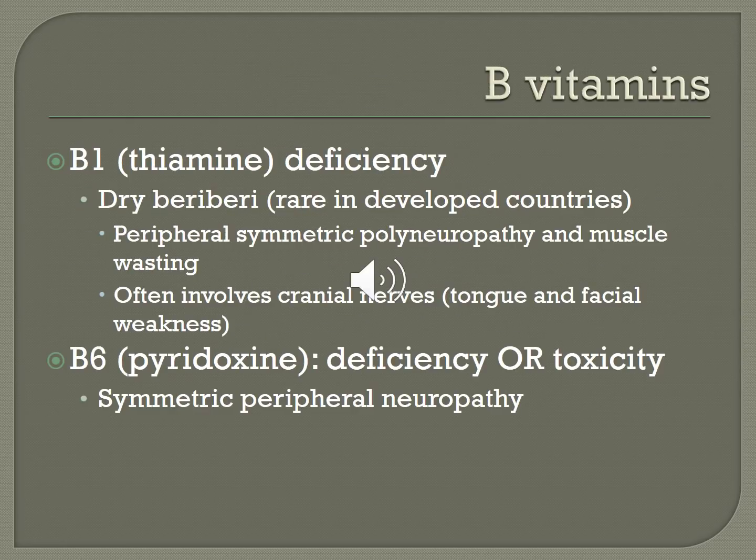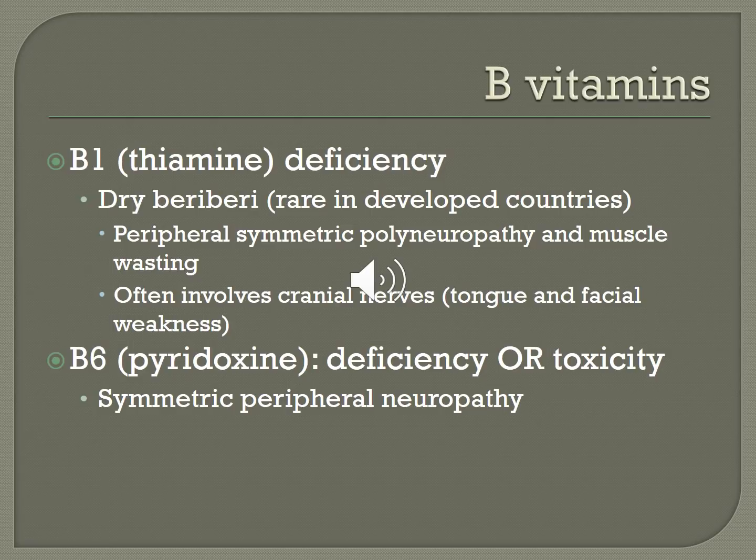So there are other B vitamin deficiencies that you should be aware of when we talk about peripheral neuropathy. So B1 deficiency or thiamine deficiency, this causes several different syndromes, but dry beriberi is the one that's associated with this peripheral symmetric polyneuropathy. There's also muscle wasting that's involved, and it'll often involve the cranial nerves, so they'll have tongue and facial weakness as well. Thiamine deficiency is also associated with Wernicke-Korsakoff syndrome, which you'll learn about a little bit later, but it's also a neurological manifestation of B1 deficiency.